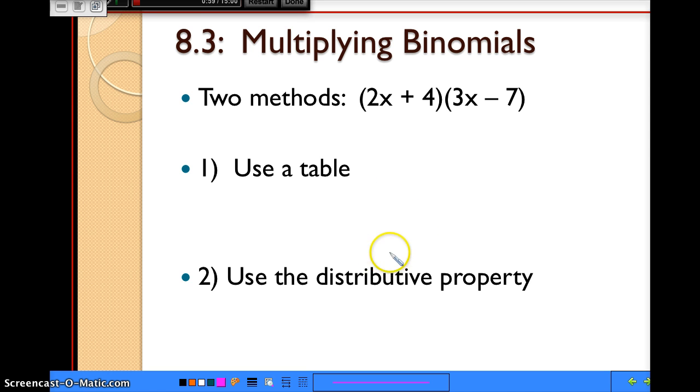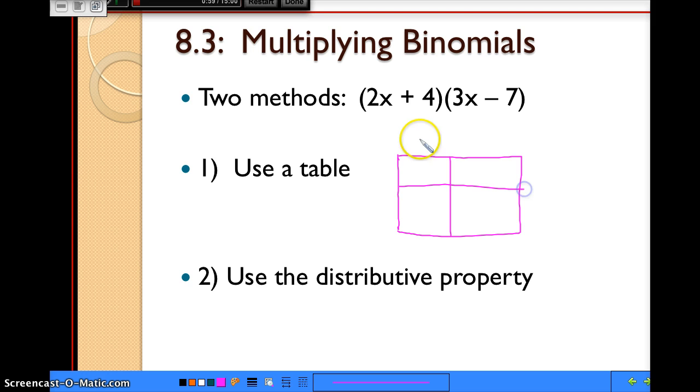The second method I'm going to show you is the distributive property, which you guys are well aware of, but we're going to now do it with two binomials versus a binomial and what you're used to, which would be a monomial. If they ask you to build a table, which sometimes they will and sometimes they won't, if they don't ask you, then you get to pick whichever method you want to use. If they ask you to build a table, you're going to literally build a rectangle, and we're going to break it into a table.